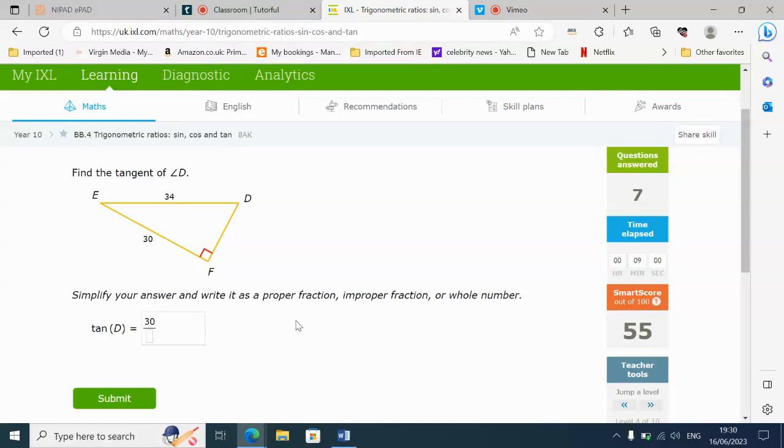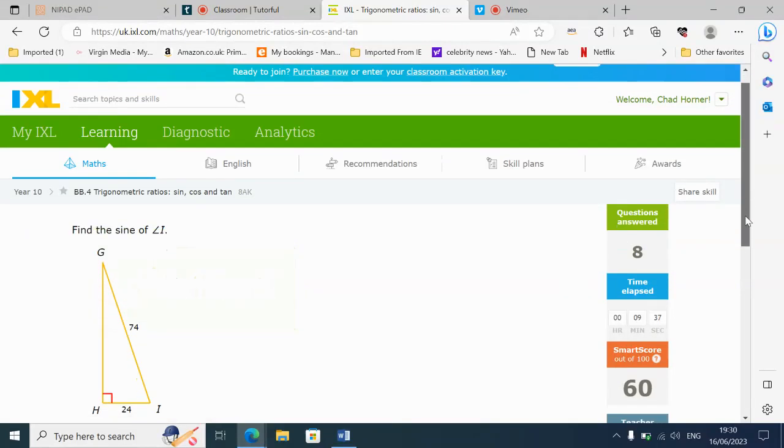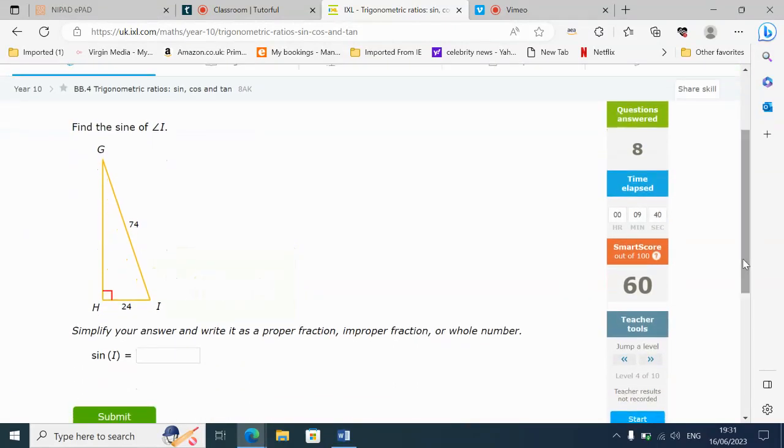Now you need to find the square root of 256. The square root of 256 is 16. So the length of the adjacent is 16. Can we simplify this? Yeah. So 30 would become 15, and 16 would become 8. Well done. Brilliant.